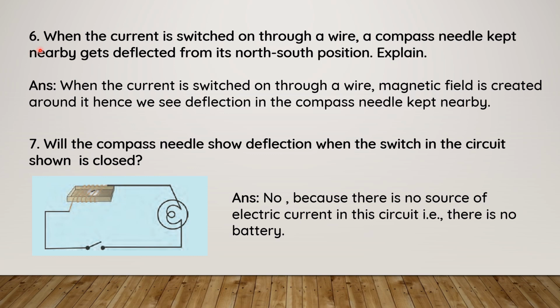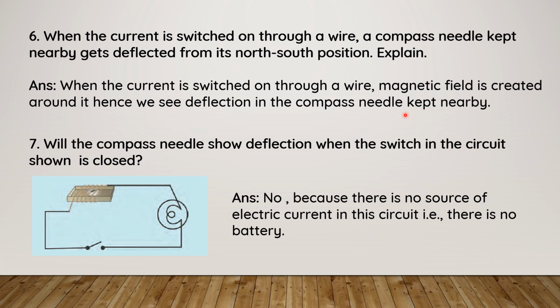Sixth question. When the current is switched on through a wire, a compass needle kept nearby gets deflected from its north-south position. Explain. Answer: When the current is switched on through a wire, a magnetic field is created around it. Hence, we see deflection in the compass needle kept nearby. That is the magnetic effect of current.